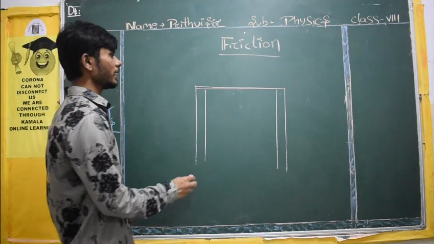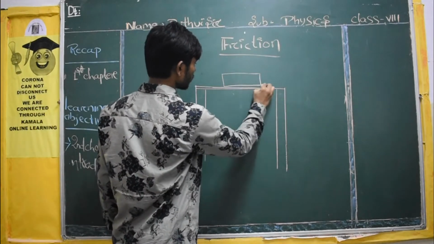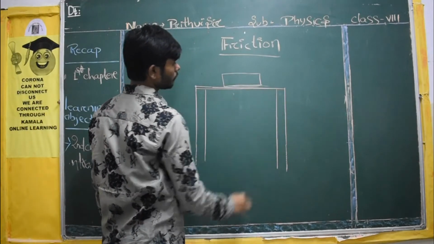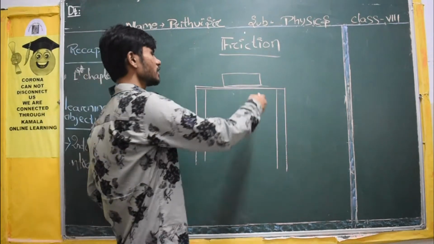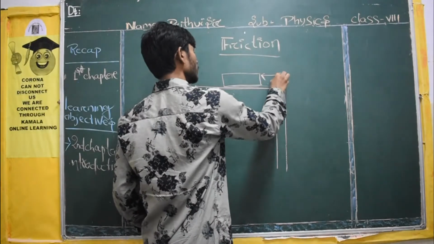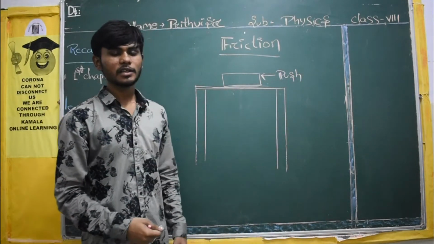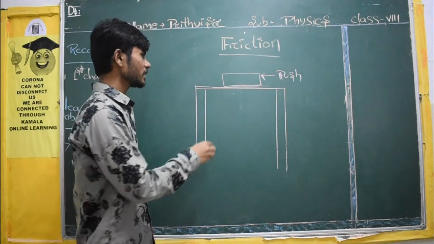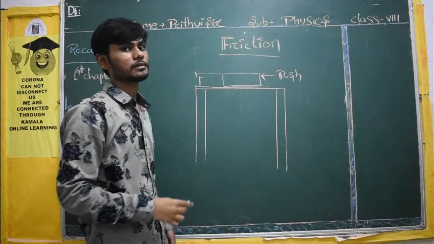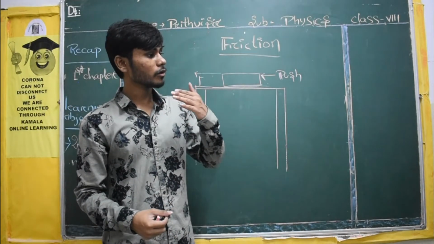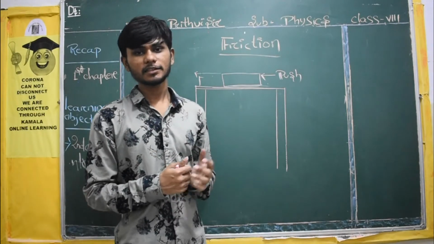Suppose this is a table and above this table we have kept a book. We will keep one book upon the table. Now what we will do? We will just push it. We will give a gentle push. After some time you can see the book will come up to here, but it will stop. It won't go on always. At some point it will stop. Why? That's the question.